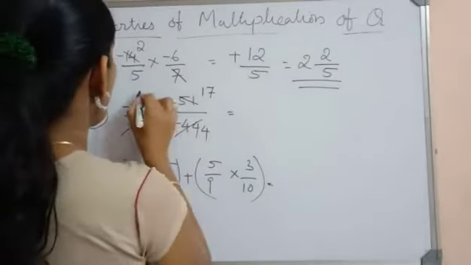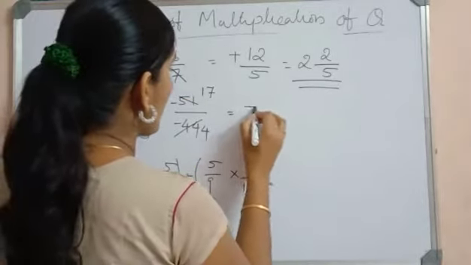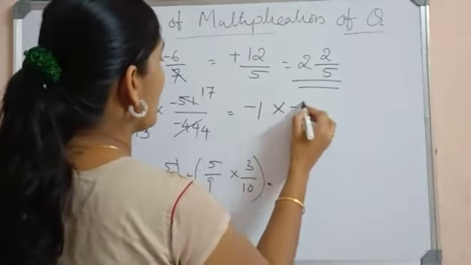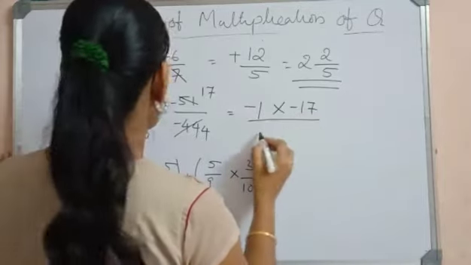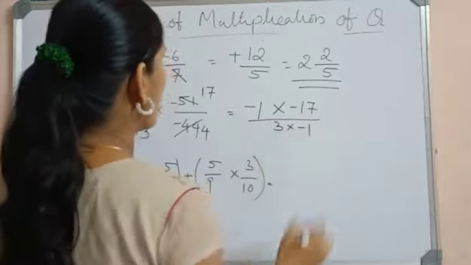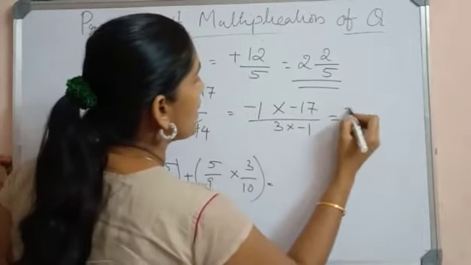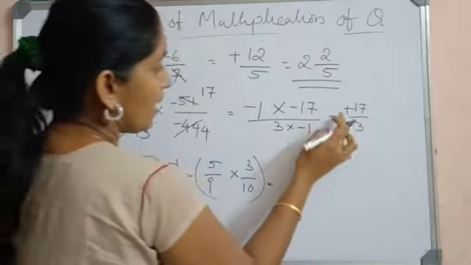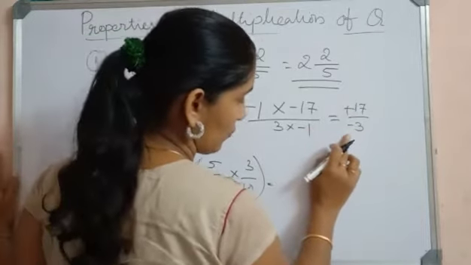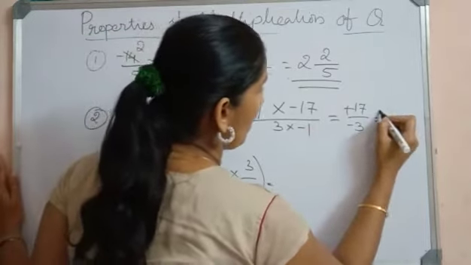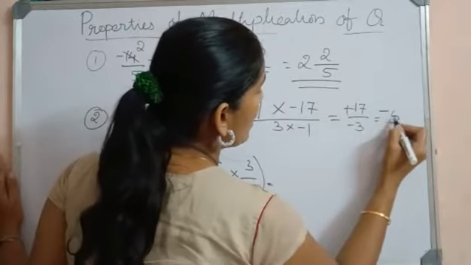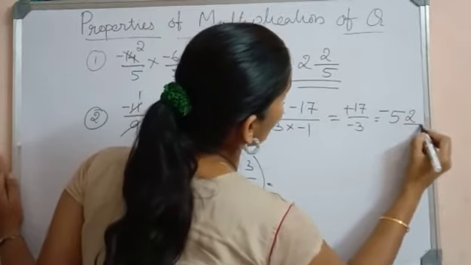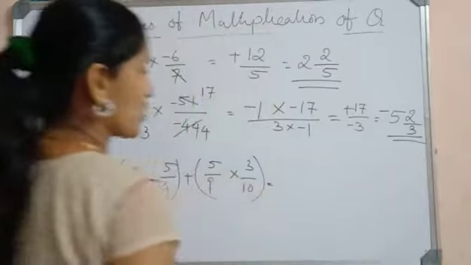Now let's write it again. This will be 1. So you will get your answer as minus 1 into minus 17 divided by 3 into minus 1. So minus into minus plus 17 divided by minus 3. So you are dividing a positive number with a negative number. Therefore your answer is minus, and this will be 5 2 by 3. This is a mixed fraction.